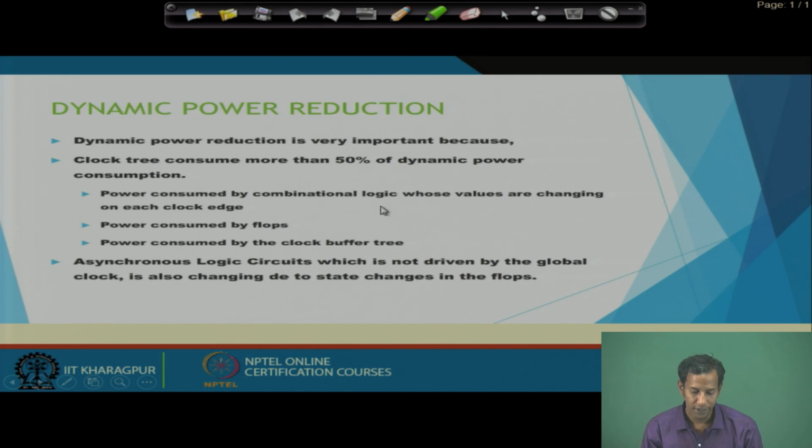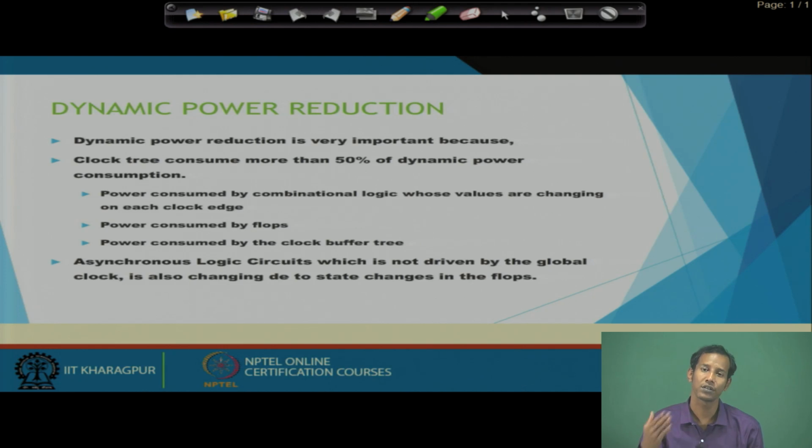Now, one point is that the clock tree consumes more than 50% of the overall dynamic power contribution. Why? Because the power is distributed throughout your entire chip, and the clock tree is a path that is active all the time inside your chip, because the clock is continuous to your system.